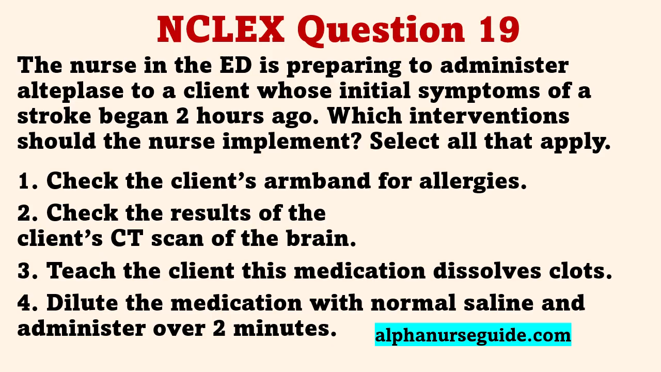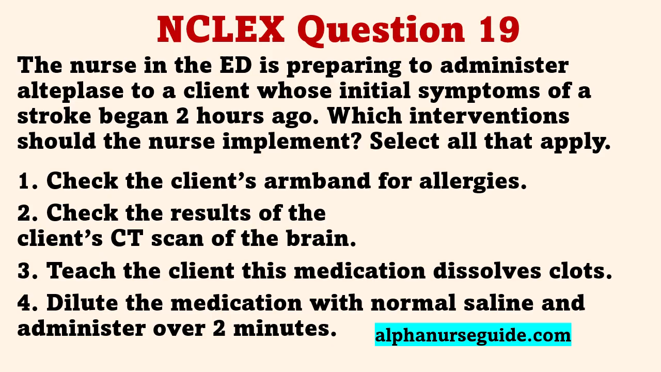The correct answers are 1. Check the client's armband for allergies, and 2. Check the results of the client's CT scan of the brain. Rationale. The nurse should always check the client's armband prior to administering medication. There are 3 types of strokes: thrombotic, embolic, and hemorrhagic. The nurse must know that the client has not had a hemorrhagic stroke before hanging a medication that destroys clots. Administering alteplase, a thrombolytic medication, to a client who has had a hemorrhagic stroke can result in the client's death.